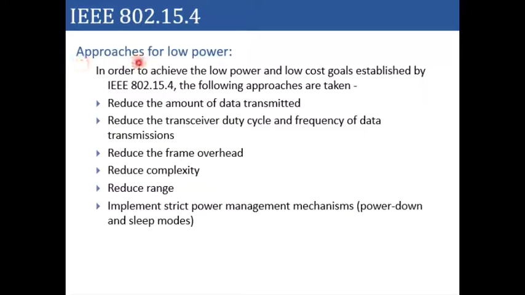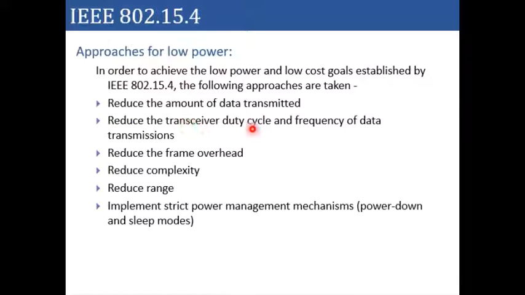Now, what are the various approaches carried out in 802.15.4 for low power? In order to achieve the low power and low cost goals established by IEEE 802.15.4, the following approaches are taken. First is to reduce the amount of data being transmitted. That's why the data packet in 802.15.4 is smaller in size, so that the amount of energy required to transmit the data is less.